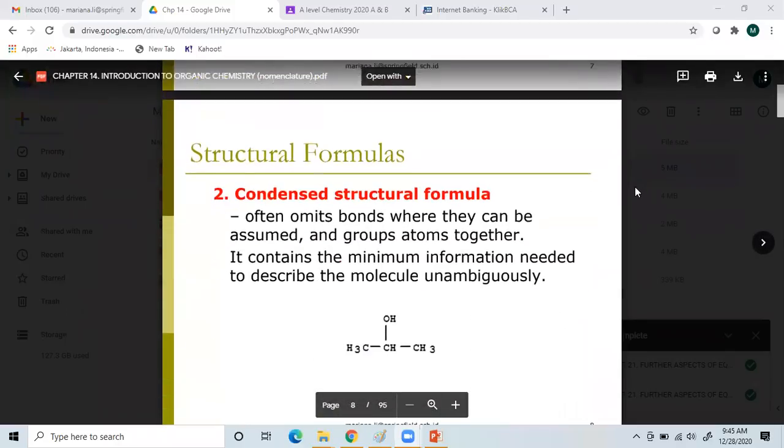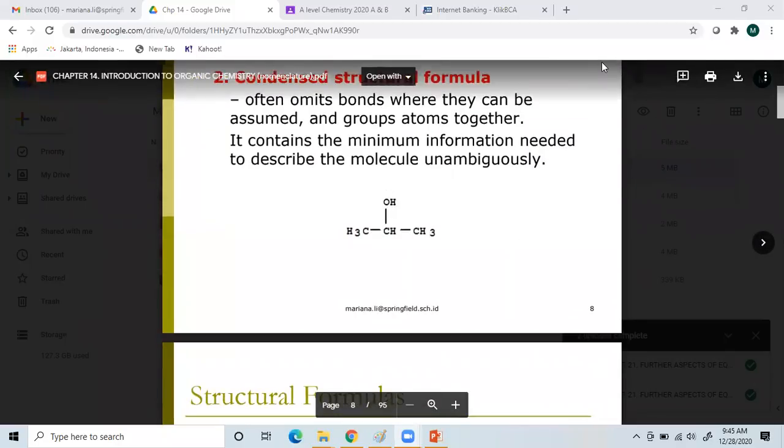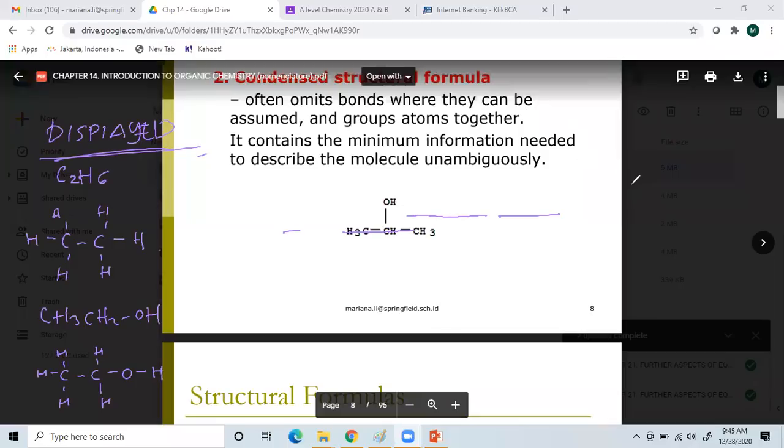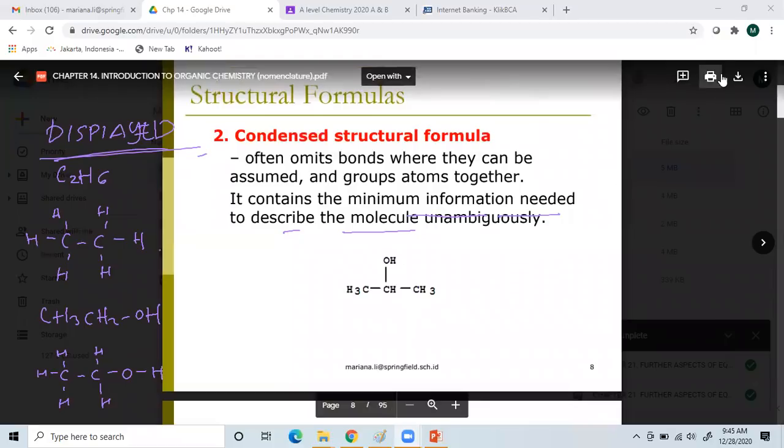The second structural formula is called condensed structural formula. So let's say I want to simplify this formula. We can omit bonds that can be assumed. So for example, we can condense these groups into CH3. So the condensed structural formula for C2H6 will be CH3CH3. Don't forget how you write the CH3: H3C, bond, CH3.